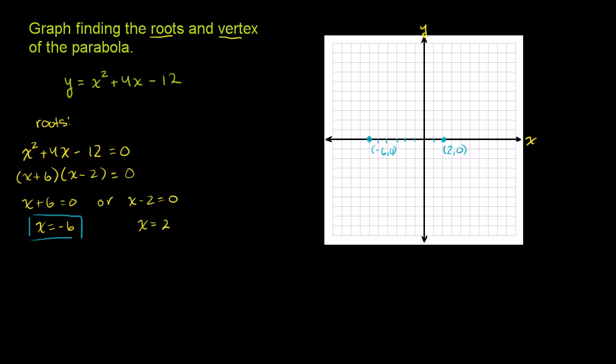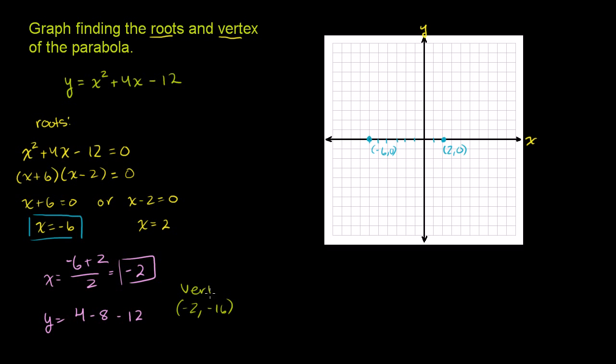So if we take the midpoint, we can literally just average these two numbers. So negative 6 plus 2 over 2 is negative 4 over 2, which is equal to negative 2. So the vertex is x is equal to negative 2. And when x is equal to negative 2, what is y? Y will be equal to negative 2 squared, which is positive 4. 4 times negative 2 is negative 8. And then we have a minus 12 there. So 4 minus 8 gets us to negative 4, minus another 12 is negative 16. So the point negative 2, negative 16 is going to be our vertex.